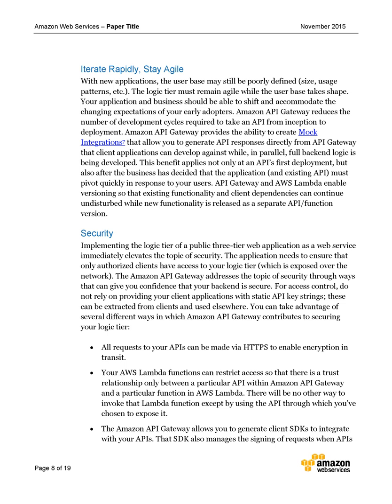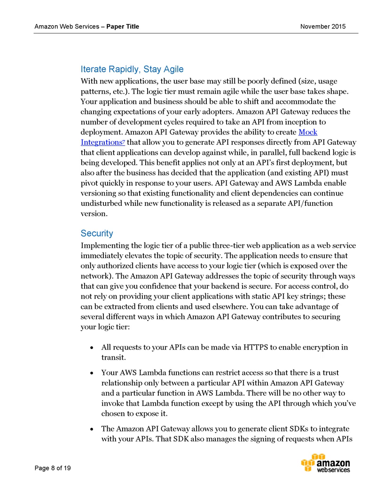Amazon API Gateway provides the ability to create mock integrations that allow you to generate API responses directly from API Gateway that client applications can develop against while, in parallel, full back-end logic is being developed. This benefit applies not only at an API's first deployment, but also after the business has decided that the application, and existing API, must pivot quickly in response to your users. API Gateway and AWS Lambda enable versioning so that existing functionality and client dependencies can continue undisturbed while new functionality is released as a separate API/function version.